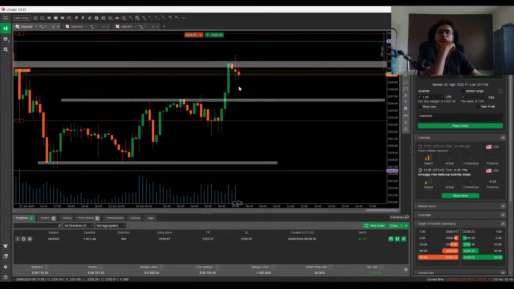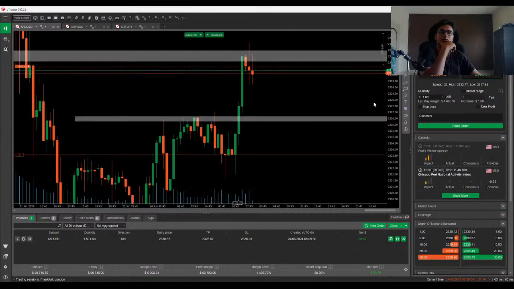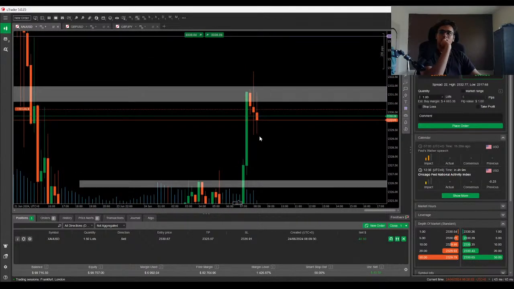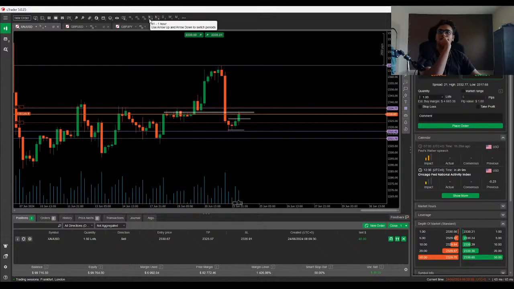The 15-minute candle has, I think, broken. Oh, not yet. It has not broken the lows. If it does not break the lows, that's an interesting thing.